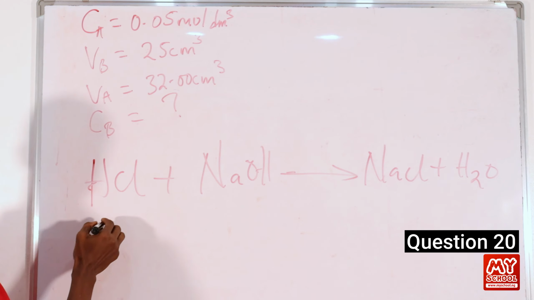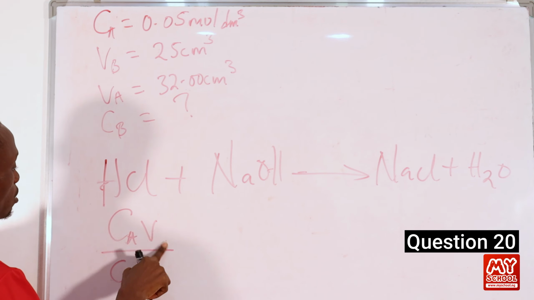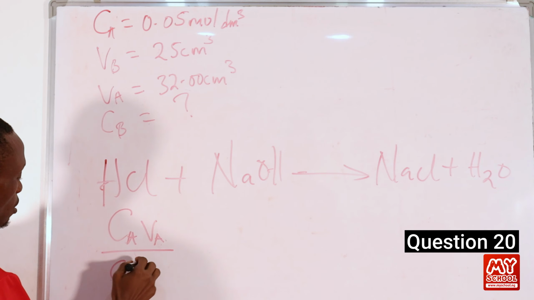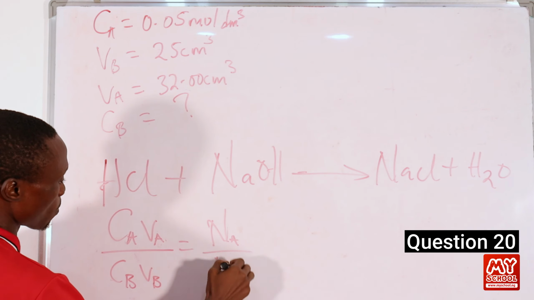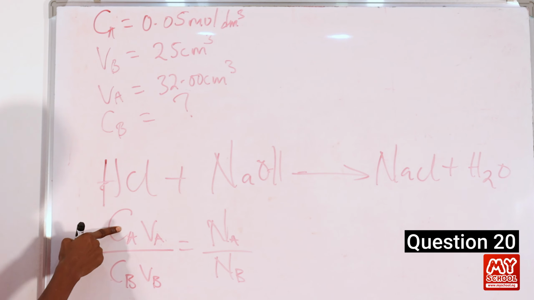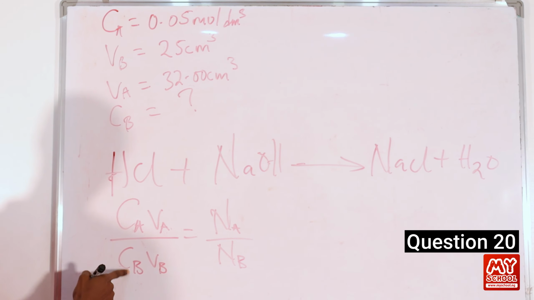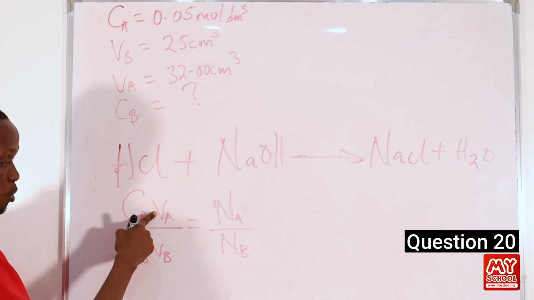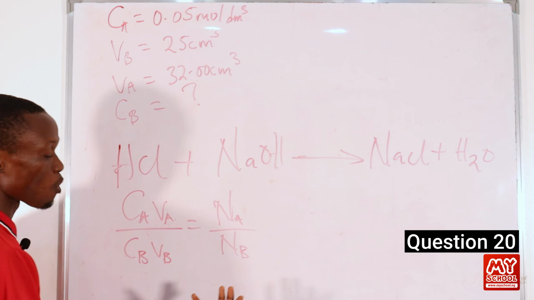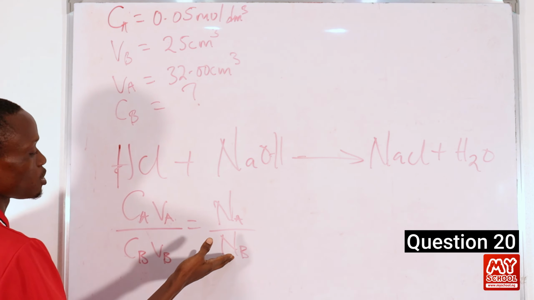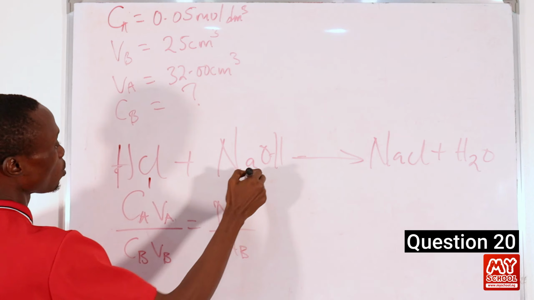So using this formula, CaVa over CbVb is equal to number of mole of acid over number of mole of base. Ca stands for the concentration of the acid, while Cb stands for the concentration of the base. Va here is the volume of the acid, while Vb here is the volume of the base. Na here means the number of mole of the acid, Nb here means the number of mole of the base. From our equation, we have 1 mole of acid and 1 mole of base.